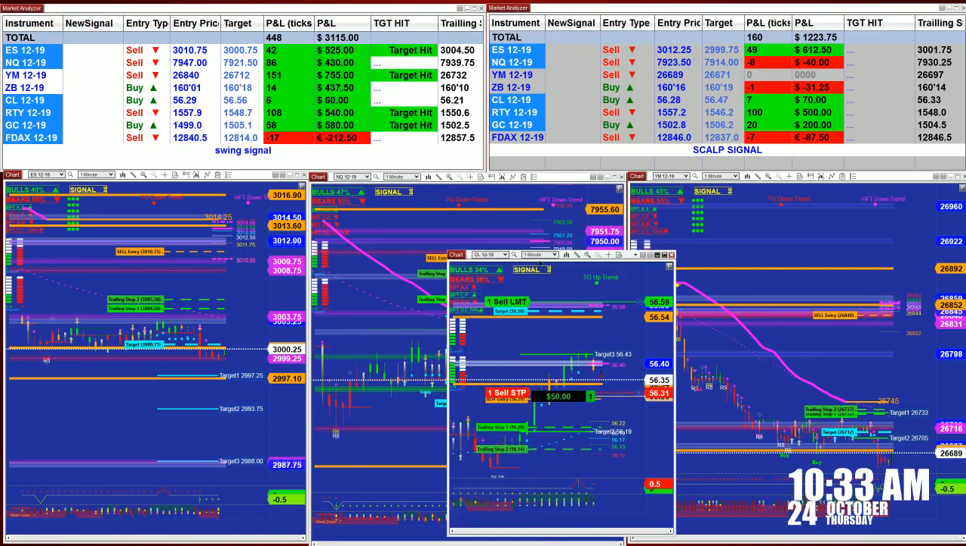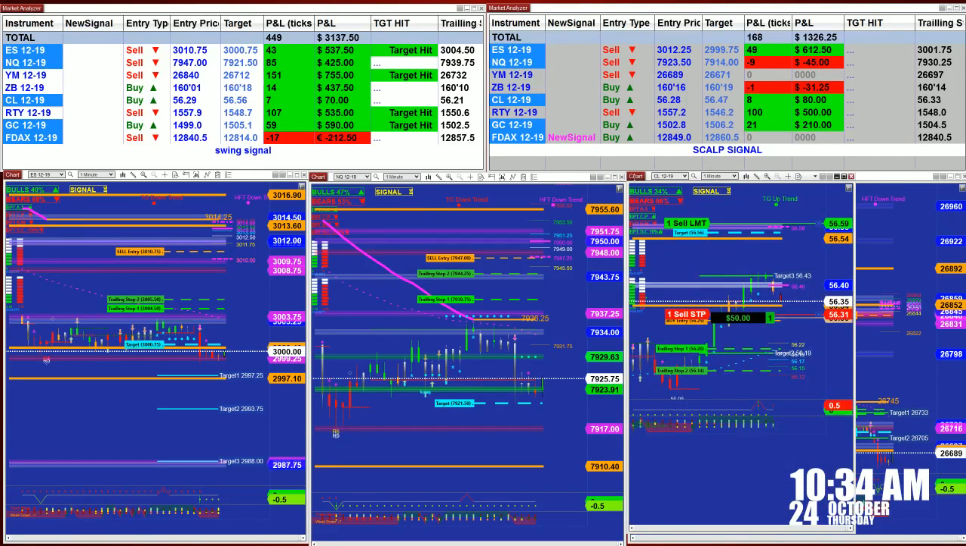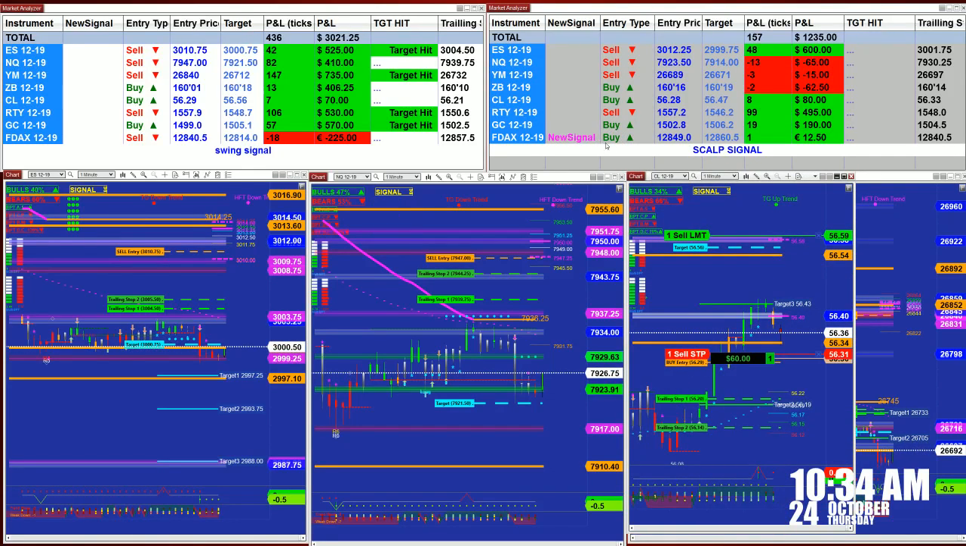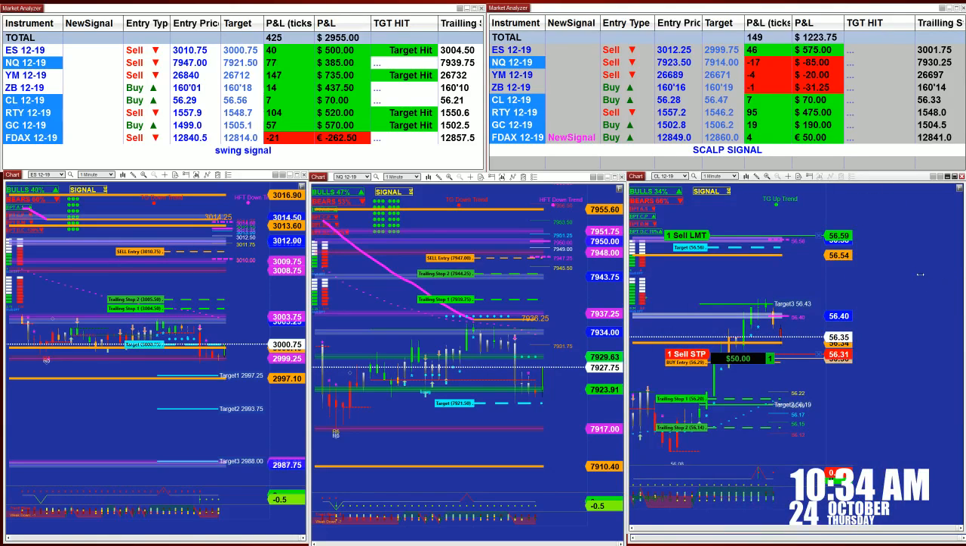We still have the swing trading. The DAX has changed direction to the buy. I'm not trading the DAX, but whoever is interested in it.